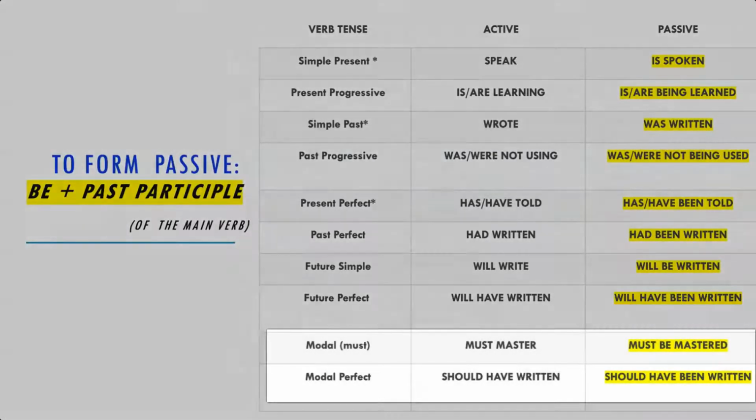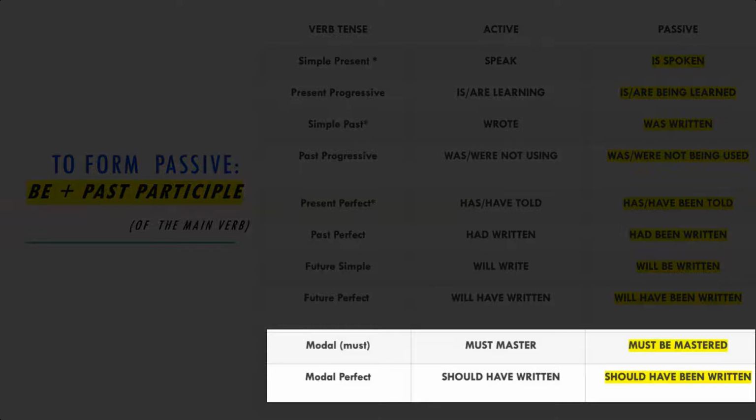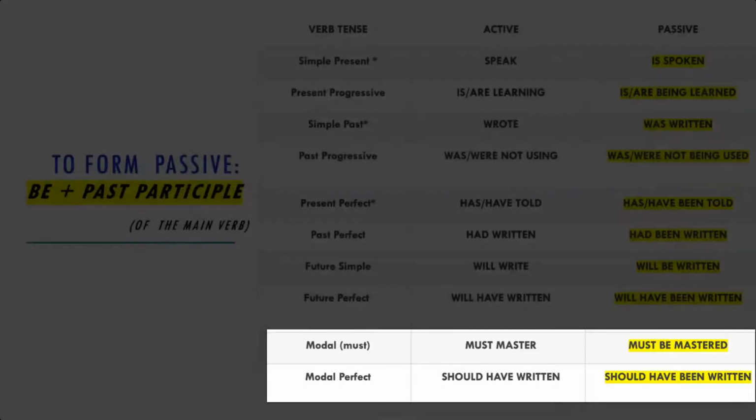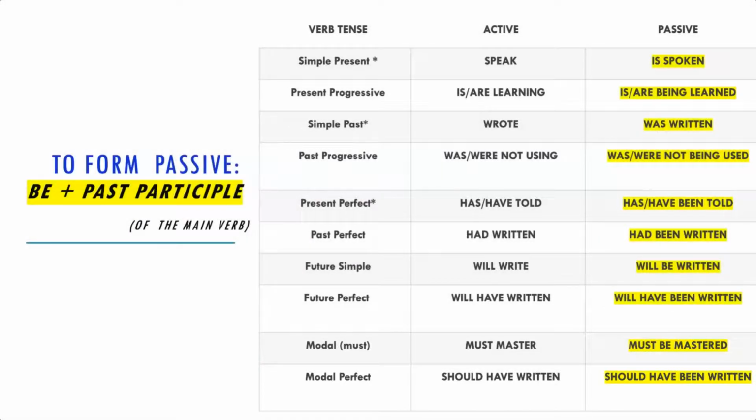Now, if you want to talk about modals, let's say must, I must master, or I can master, right? And then the passive voice is going to be must be mastered. And if you're talking about modal perfect, we have to include have, so should have written, and then the passive voice is going to be should have been written. So there you have it. This is your passive voice verb tense conjugation, and I'm going to use one more slide just to take you through real sentence examples so you can see how this all works out in grammar and writing.